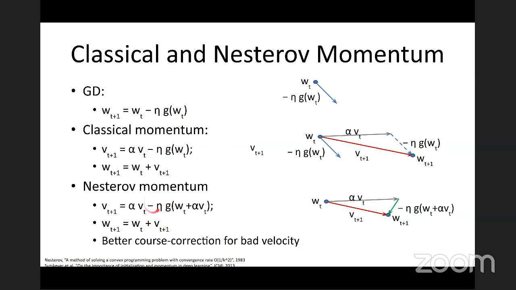An advanced form of momentum is that instead of taking the previous weight update and the gradient, you first compute where you would land up and you scale that instead of the previous step update. So that's called Nesterov momentum. Okay. So it's a better correction for bad velocity.